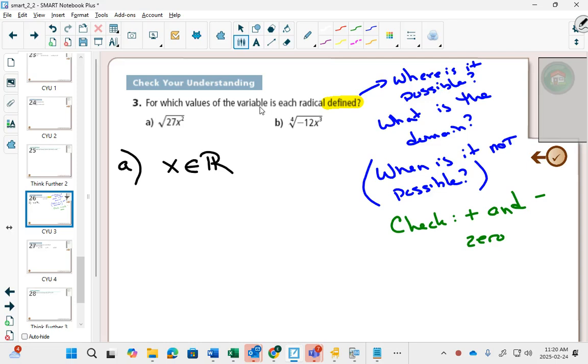But when we get to b, now we have a fourth root, and just like square roots, any even root, you can't do a negative inside. And it's already a negative inside, so the idea is maybe it never works. Okay? So it could be that it's never defined.